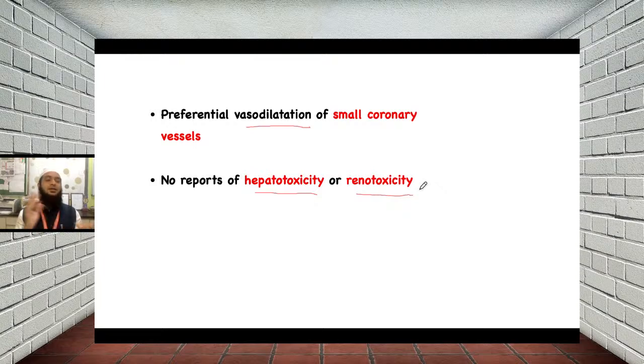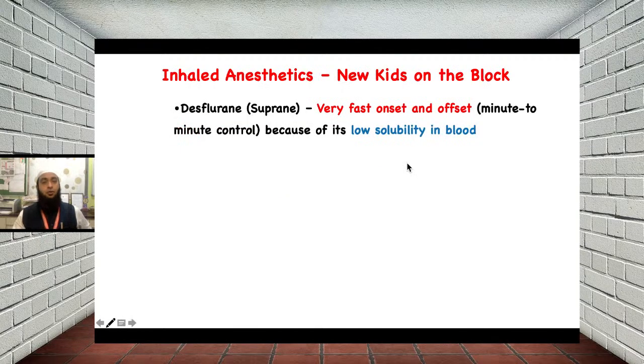So we have seen that it does not have much effect on the heart, it does not produce hepatotoxicity, so there is no effect on the liver, and it also does not produce renotoxicity. So that is the added advantage of isoflurane. Okay, so now we have seen the drugs which are currently used. Now let's see the inhaled anesthetics which are the new kids on the block.